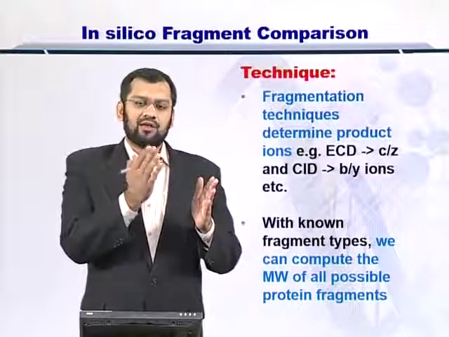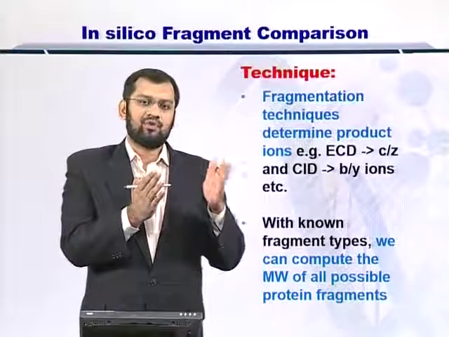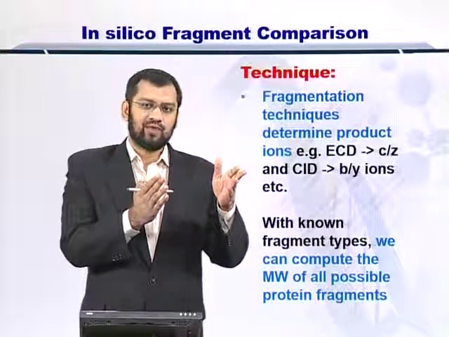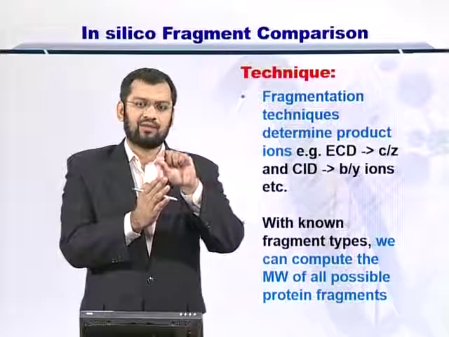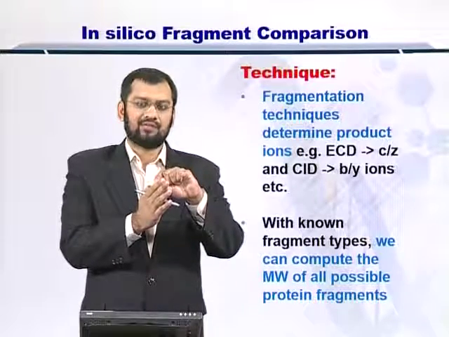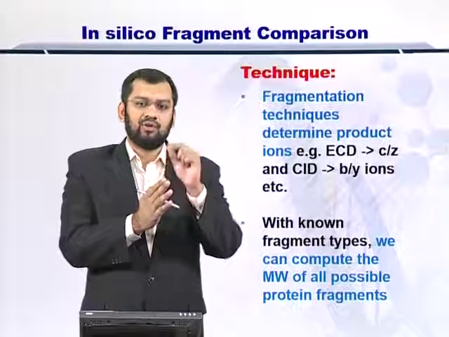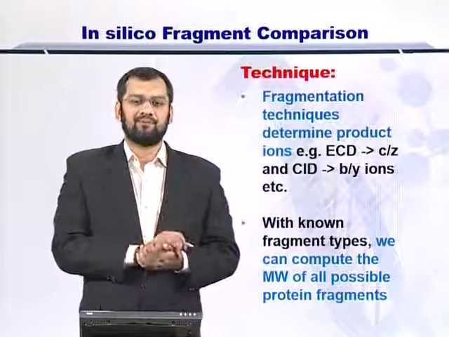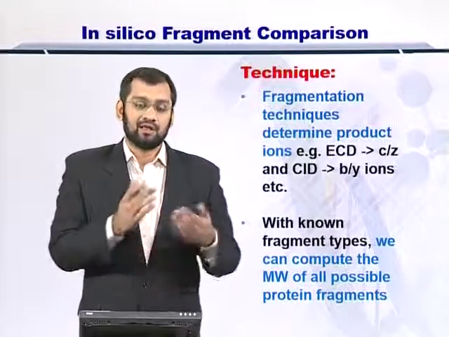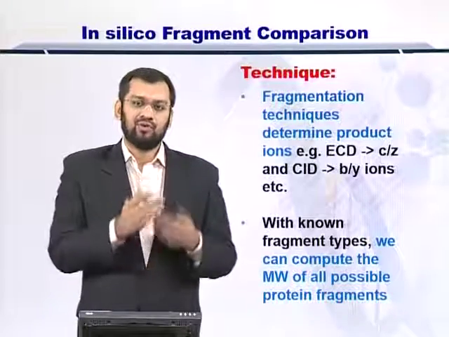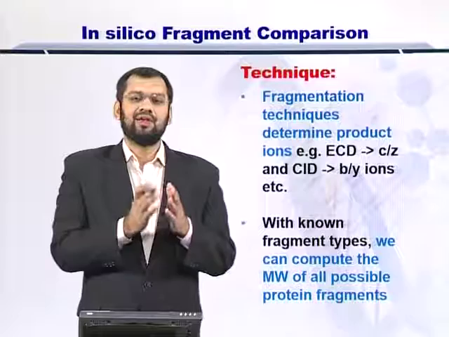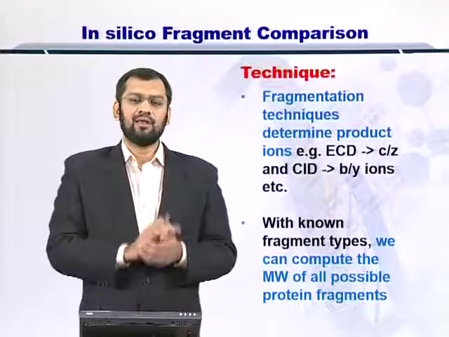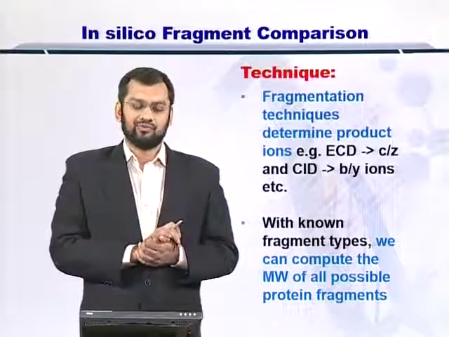As I just said, given that in your experiment you know which technique was employed to fragment the protein for MS2, you use the same technique to fragment the protein in the database. So therefore, you will end up with ions depending upon the fragmentation technique. So if you know the fragmentation technique, for example ECD, then you know that you will end up with C and Z ions for each protein in the protein database. The next step is to compare these fragments.